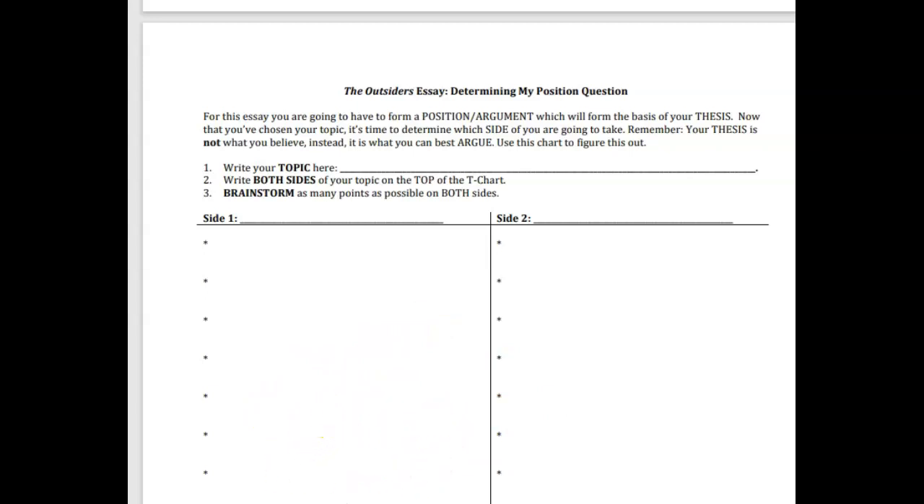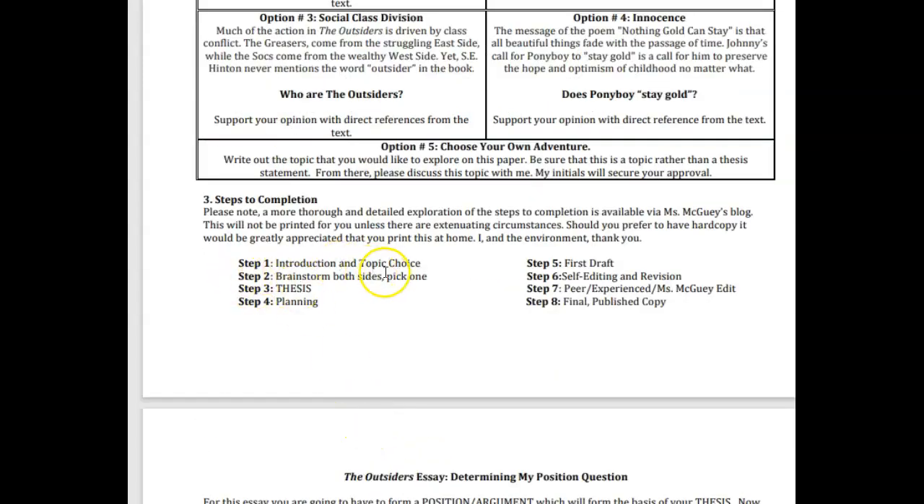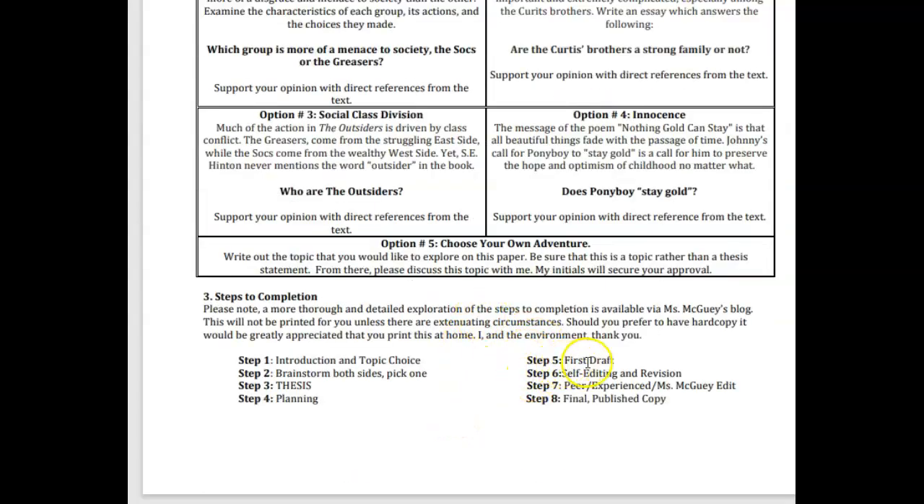So once you've done that, you're ready to start writing an actual draft. And I'll leave open to where you can start drafting that on your computers if you have time. If you only get through steps 1 through 4, if you only get to the introduction, topic choice, brainstorming both sides, and your thesis, and then your supporting details, that will be fine. But if you have time, go ahead and work on your first draft. Thanks. Good luck.